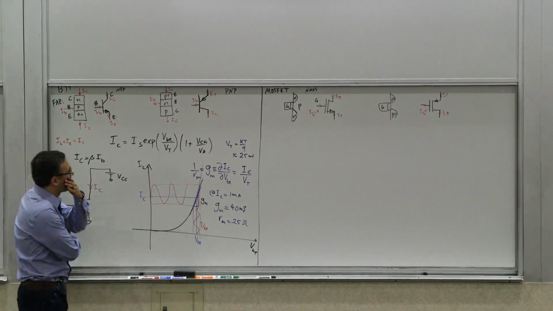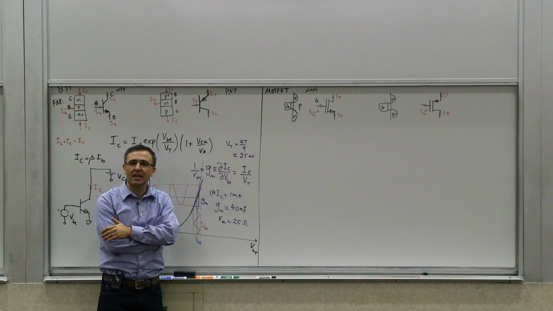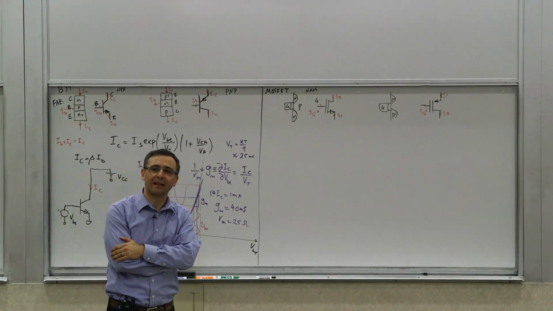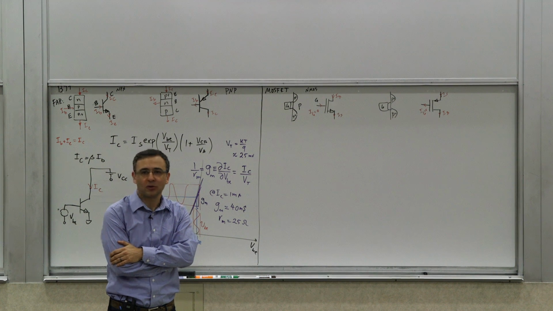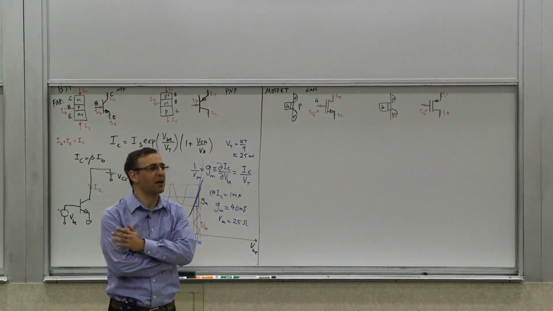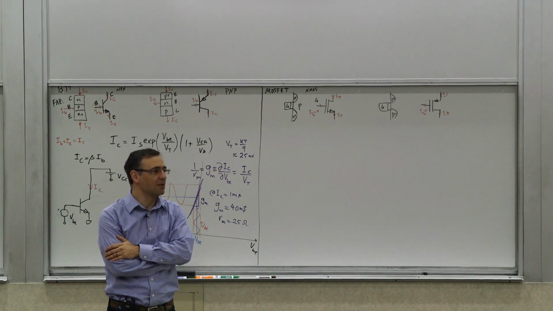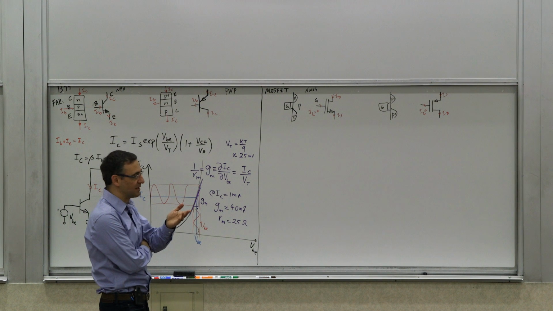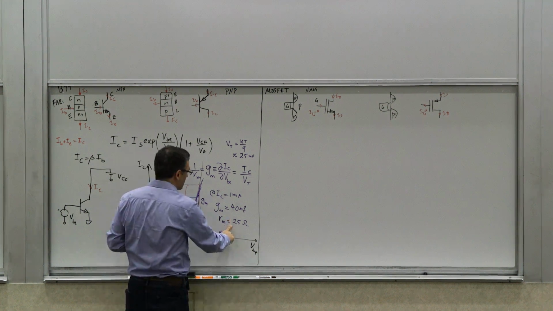Because if you say, okay, I'm designing something and I need a gm of 4 millisiemens, then you know that you're going to be operating at 100 microamps. If you say this transistor is running at 10 microamps or 1 microamp, then you know you're at 400 or 40 microsiemens. So you can scale it up and down. It's a good number. This is also a useful number.